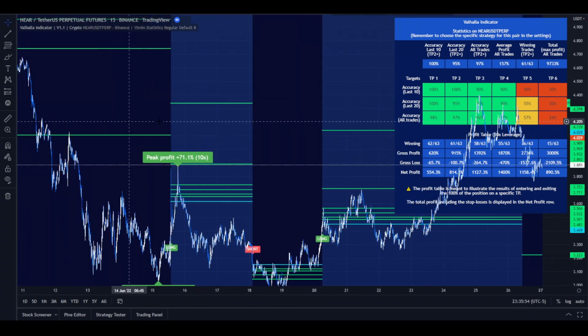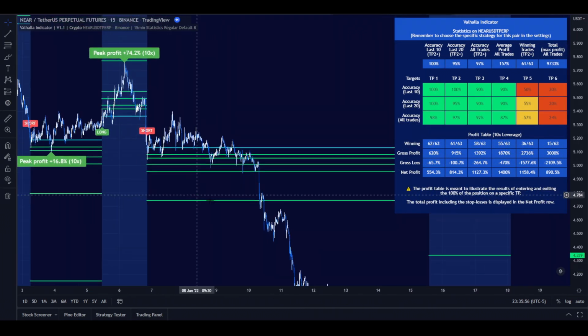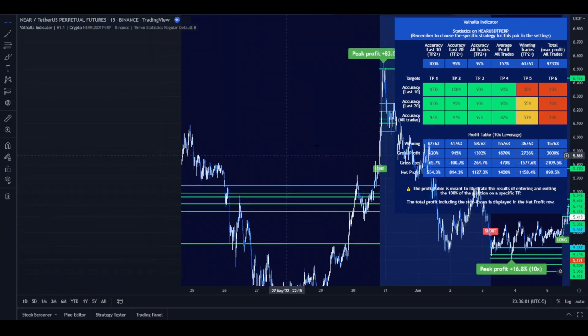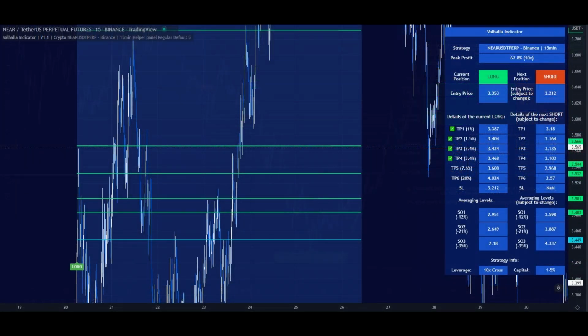Keep in mind that past performance is not necessarily an indicative or guarantee of future results, but it could be pretty useful to plan out your trades, your capital and risk management, and your take profit strategy. For example, these are some take profit strategies that you could use.